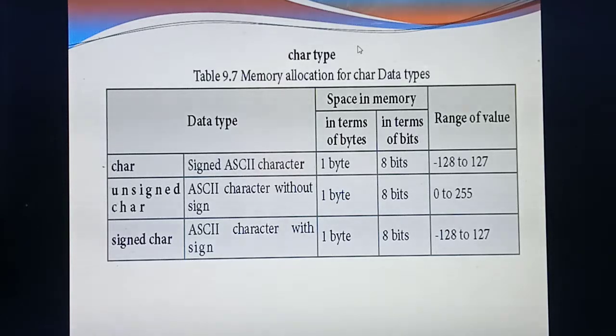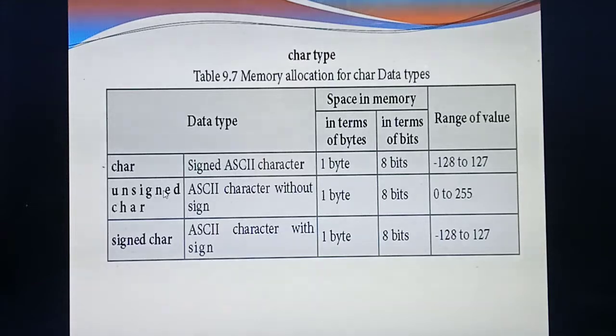So under the character data type, what modifiers are used? First one is char. Normally that is signed ASCII character. What do you mean by signed ASCII character? ASCII values. For example, the ASCII value of A is 64, ASCII value of B is 65. There is a signed ASCII character, that is minus 64 or plus 64. That's the representation, signed ASCII character. Character we have already studied. What's the memory capacity? 1 byte, isn't it? In terms of bits, 8 bits.